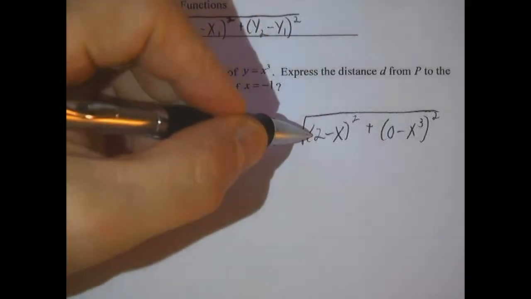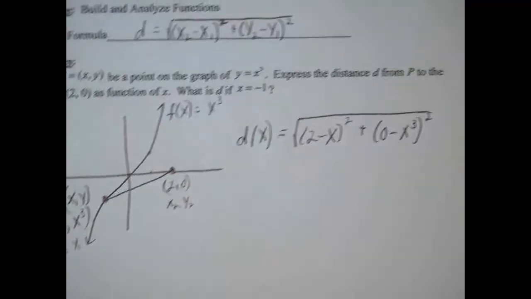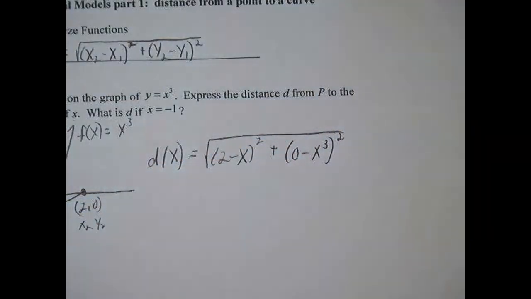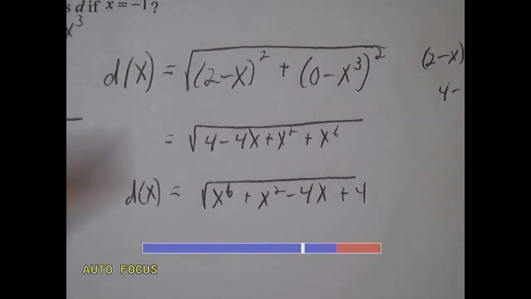So we can multiply 2 minus x times itself. And just here, let's pause. I'm going to simplify this and then I'll show you. Okay, so there it is.